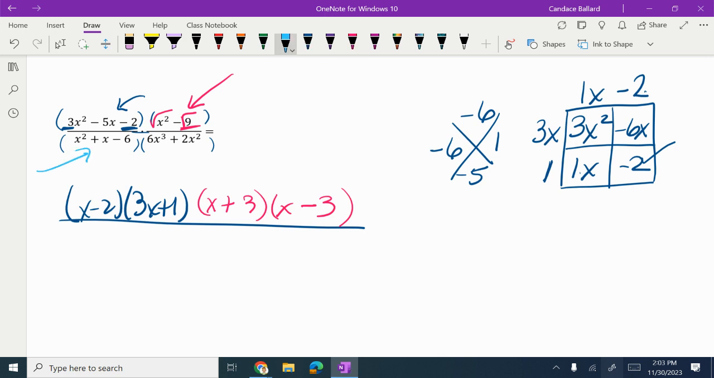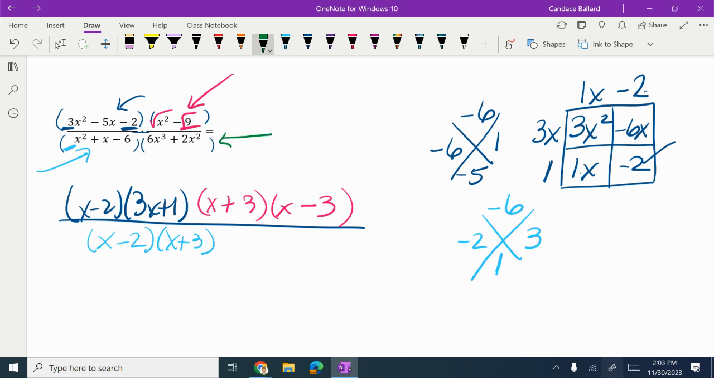Coming to this one right here, I've got a trinomial, so I know I'm going to try a magic x. I need two numbers that multiply to -6 and add to 1. So I'm going to use -2 and 3. There's no leading coefficient other than 1, so I don't have to do the box. So I'm going to do x minus 2 times x plus 3.